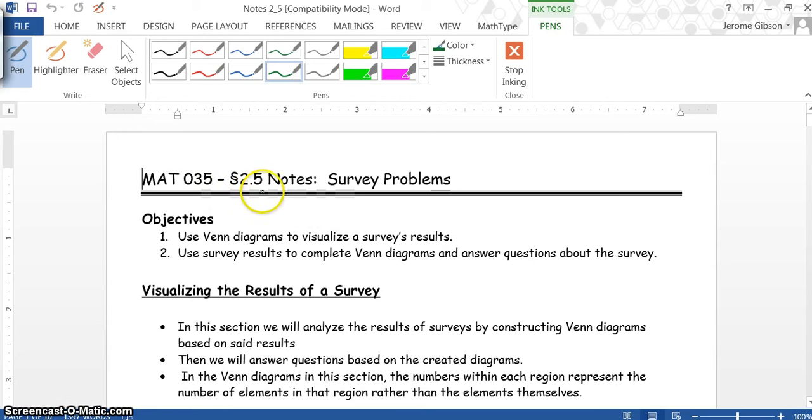Hello class, we're about to start section 2.5, survey problems. Our objectives: use Venn diagrams to visualize a survey's results. Use survey results to complete Venn diagrams and answer questions about the survey. Visualizing the results of a survey.